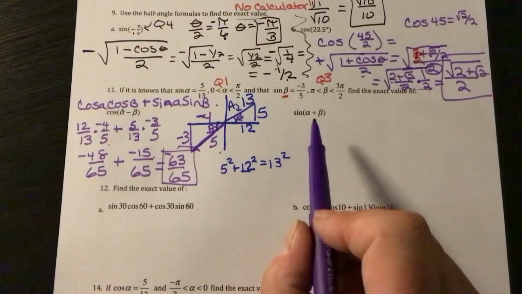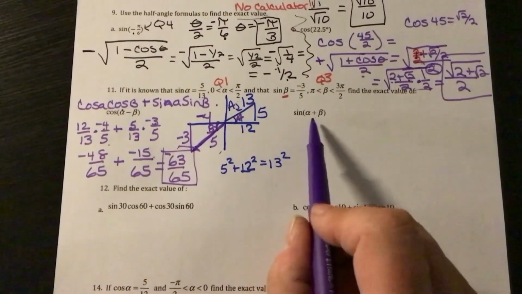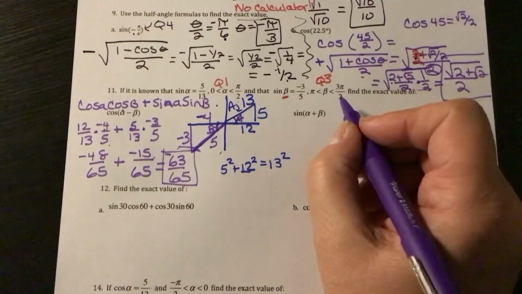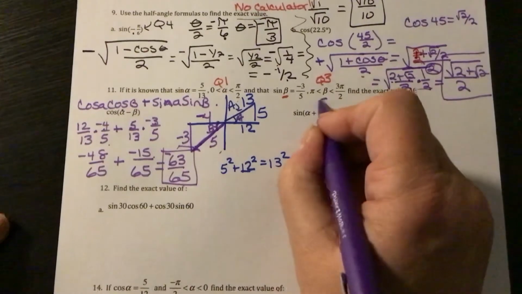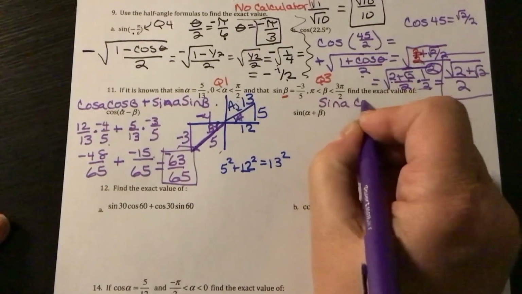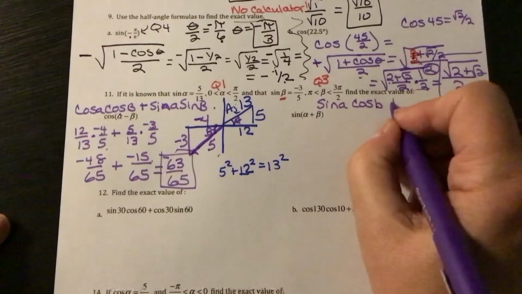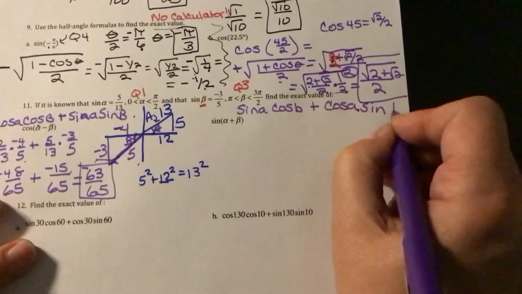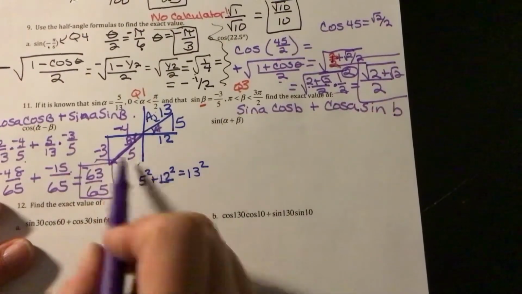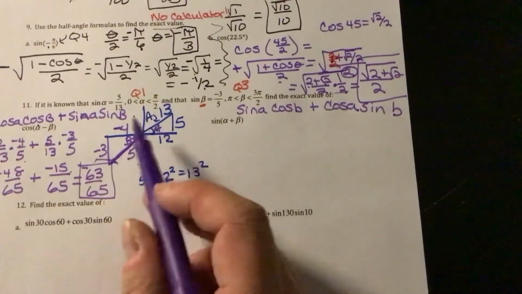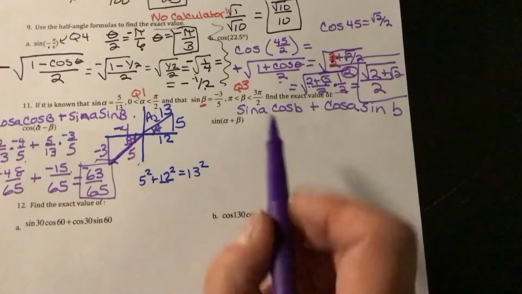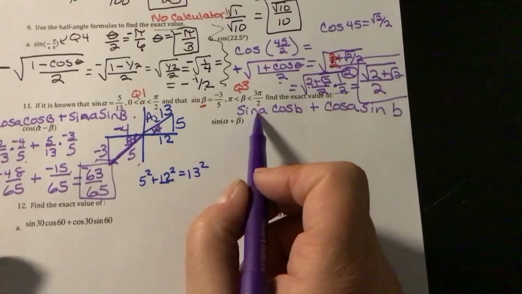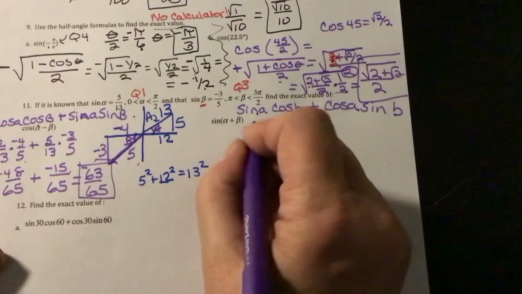Now they're asking us to find sine of angles A plus B. All right, so that formula will be sine A cosine B plus cosine A sine B. Okay. So referring back to my triangles again. Okay, so remember, I'm looking at angle A. They told us that sine of A is 5 over 13.